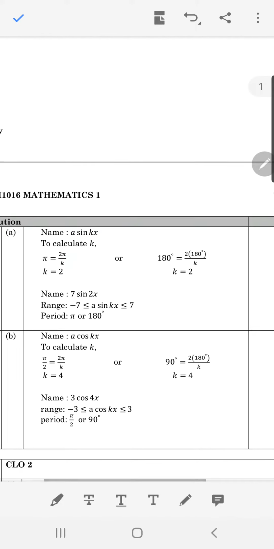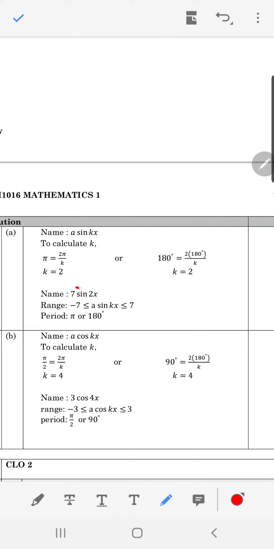If you want to calculate for the graph, I already said A graph is sin, B graph is cos. Sin, cos. So maximum is 7. This one maximum is 3. So 3 cos and 7 sin. And then how to calculate the k? So this is how you calculate your k.